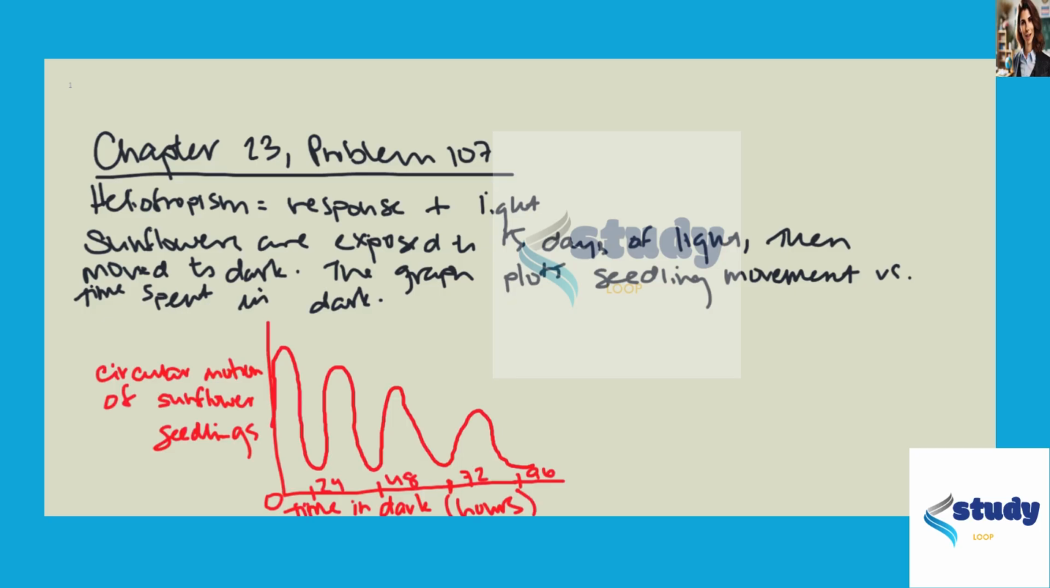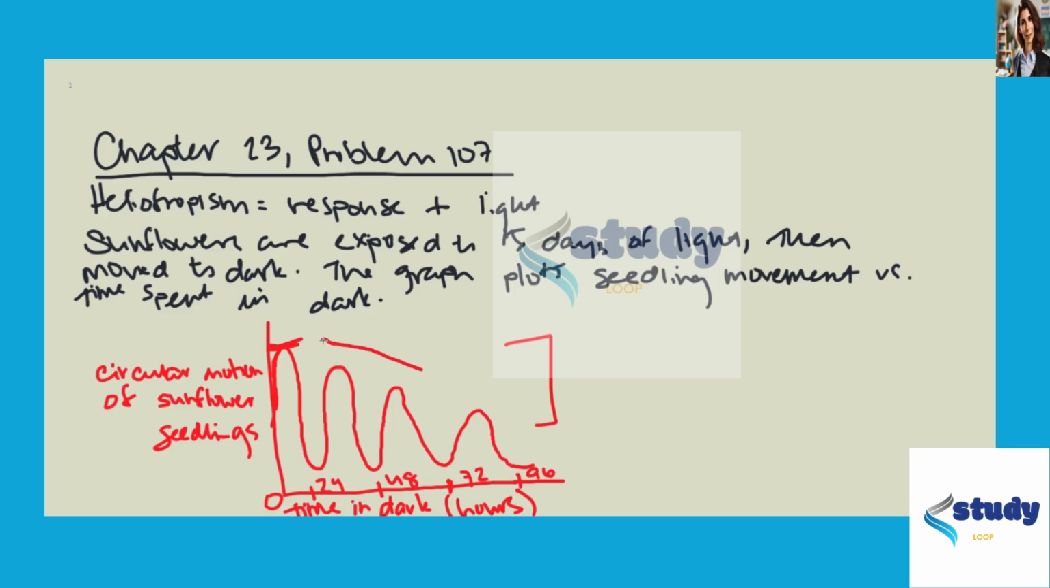To test the response of sunflowers to sunlight, sunflower seedlings are exposed to 15 days of sunlight and then are moved to the dark. And so the graph shown here shows what seedling movement looks like in the dark versus time and hours spent in the dark.